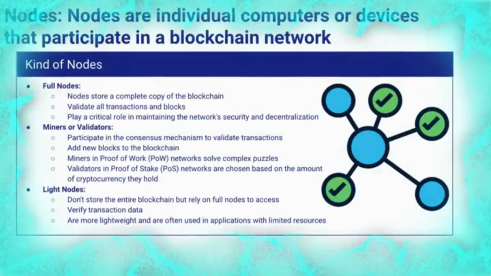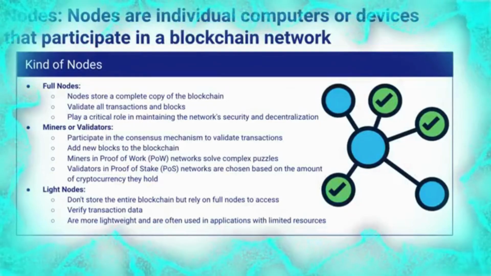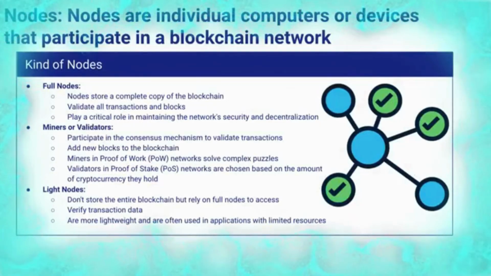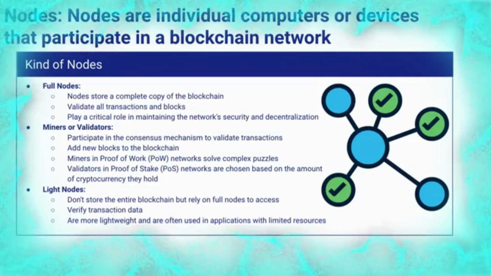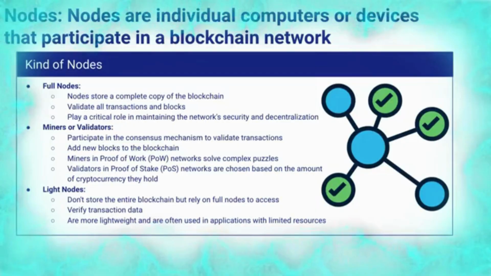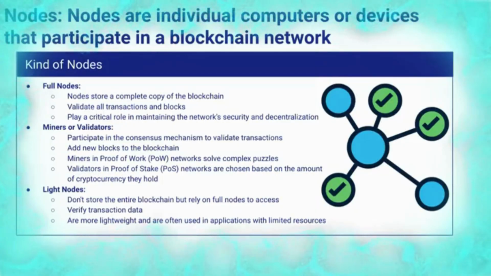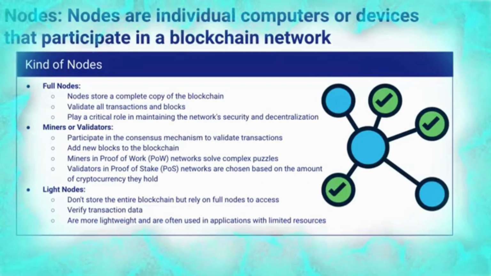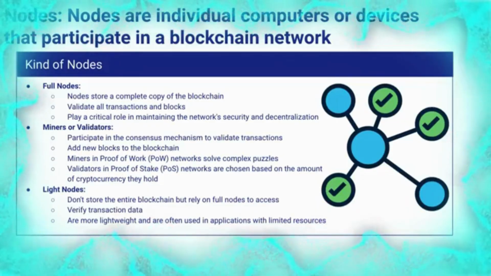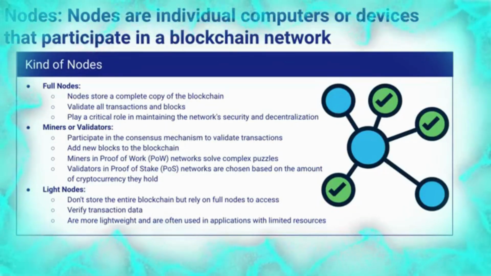Number 1. Nodes. Nodes are individual computers or devices that participate in a blockchain network. Each node has a copy of the entire blockchain ledger, which contains the record of all the transactions. Nodes communicate with each other to validate transactions, reach consensus, and maintain the network's integrity. There are different types of nodes in the blockchain network, such as full nodes. These nodes store a complete copy of the blockchain and validate all transactions and blocks. They play a crucial role in maintaining the network's security and decentralization.